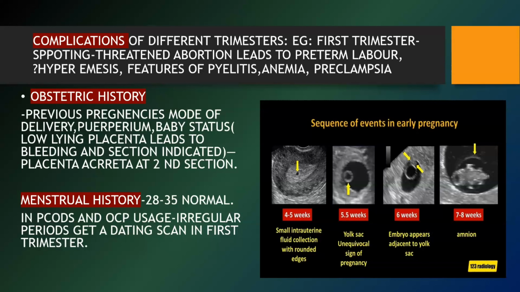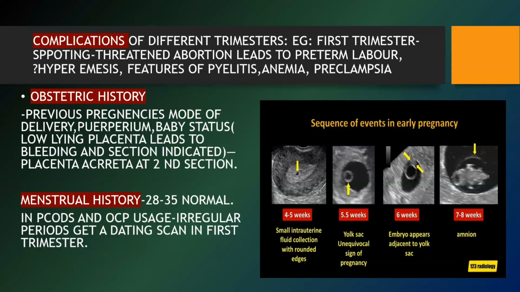Then menstrual history. A usual menstrual cycle of 28 to 35 days is normal. In PCOD and OCP usage, irregular periods will alter the EDD. So get a dating scan in the first trimester itself.